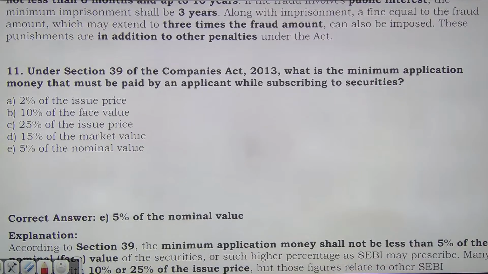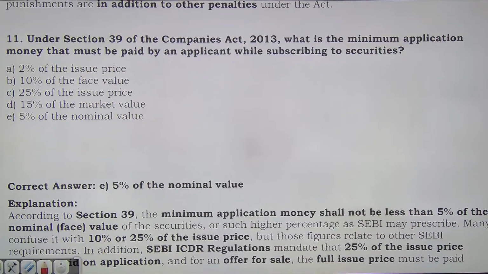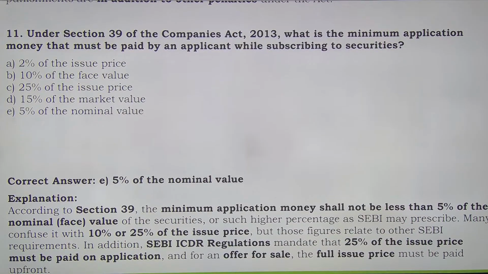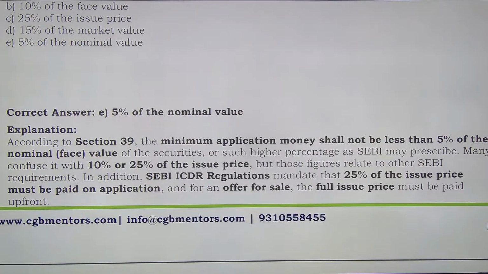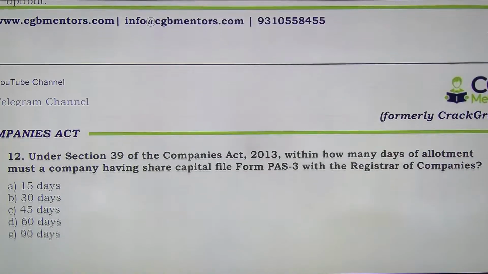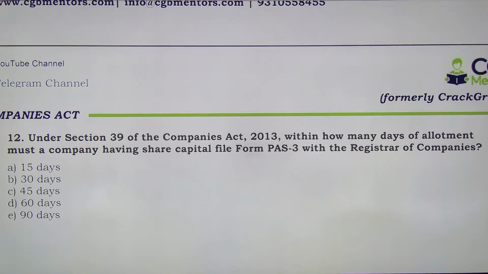Section number 39 is teaching you that the minimum application money should be how much? 5% of the nominal value, and according to the SEBI rules it is 25% of the issue price. Okay, now we are moving forward to the next question. Next question is question number 12.